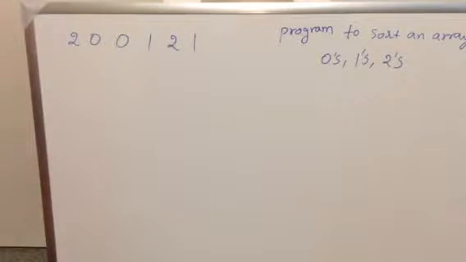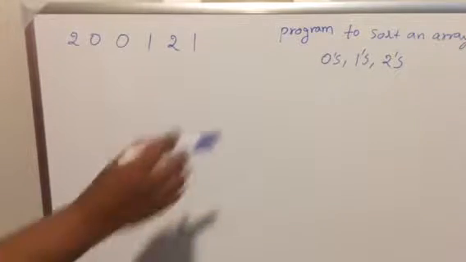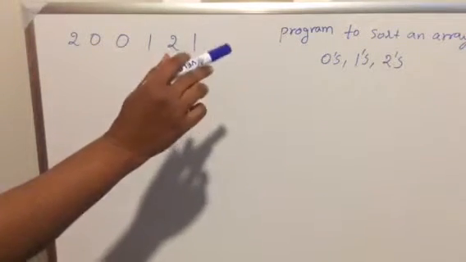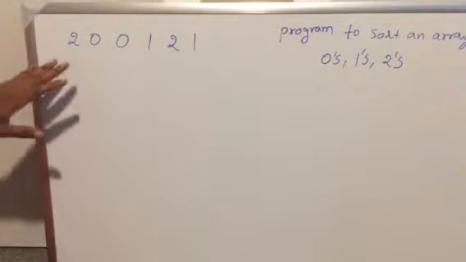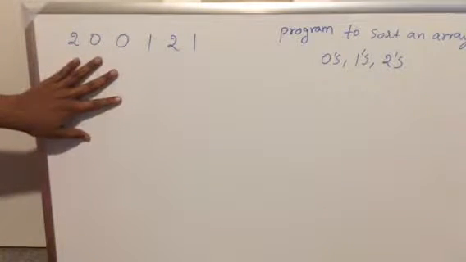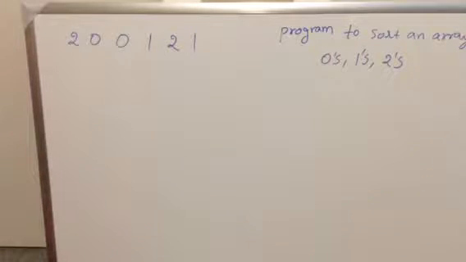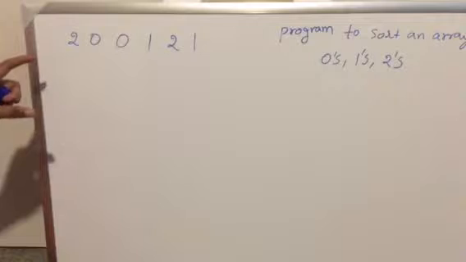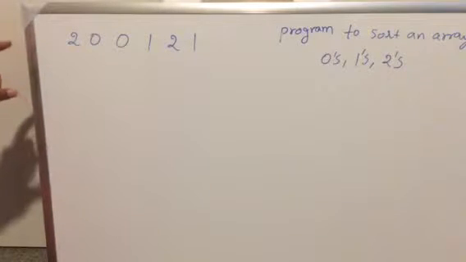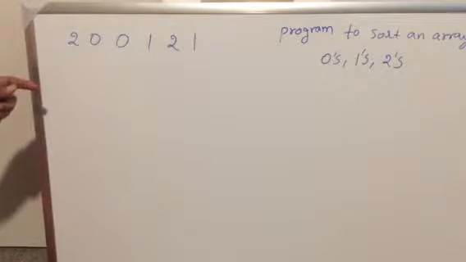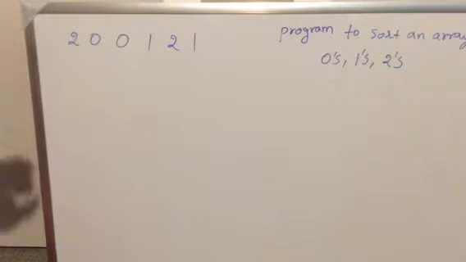Now we are discussing the program to sort an array of zeros, ones, and twos. Suppose the given array is this. We can do this by sorting. We'll take two loops and we can sort, but the sorting complexity is n log n. But here we can solve it in less time.